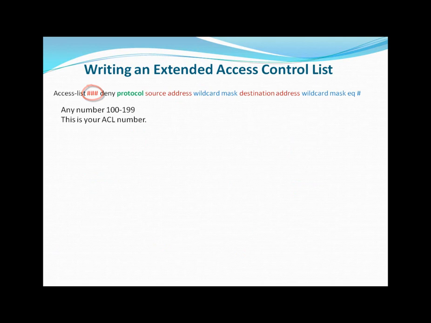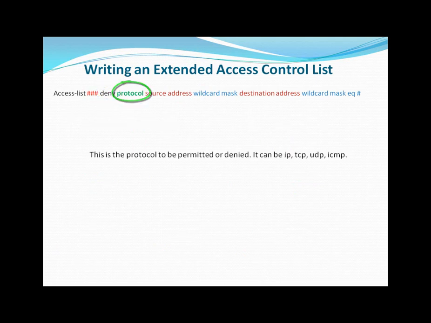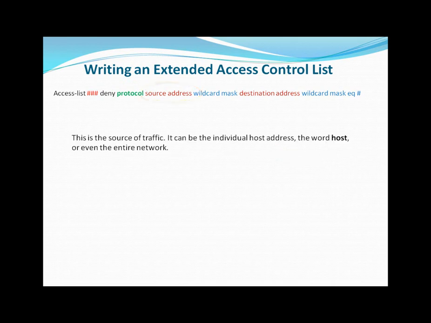Access list number 100 through 199. This will be your ACL number. Your permit or deny statement. The protocol. This is the protocol to be permitted or denied. It can be IP, TCP, UDP, ICMP. The source address. This is the source of traffic. It can be the individual host address, the word host, or even the entire network.